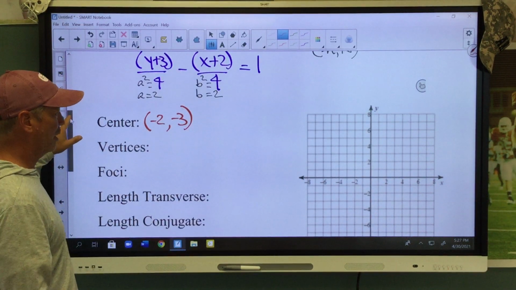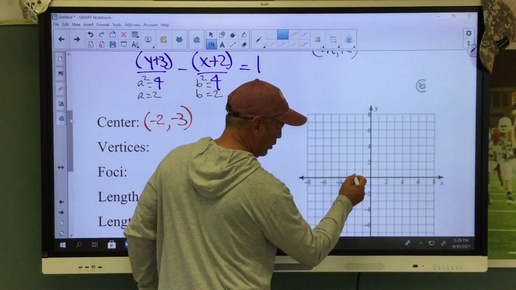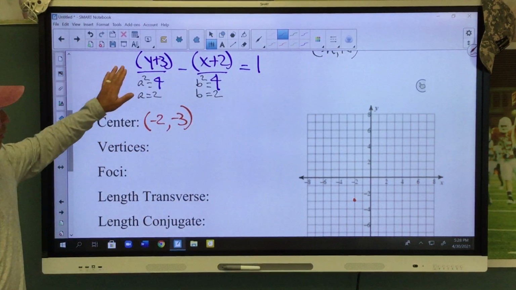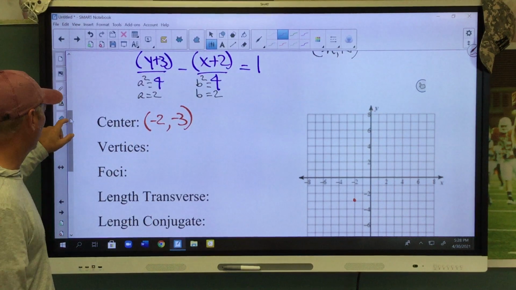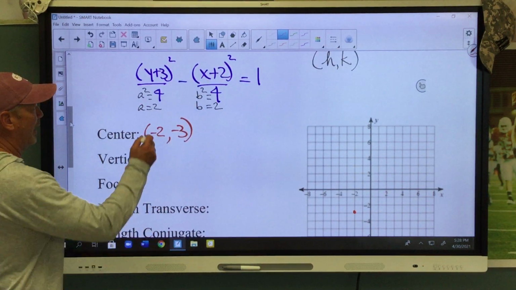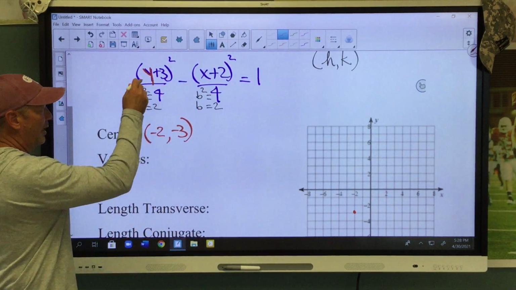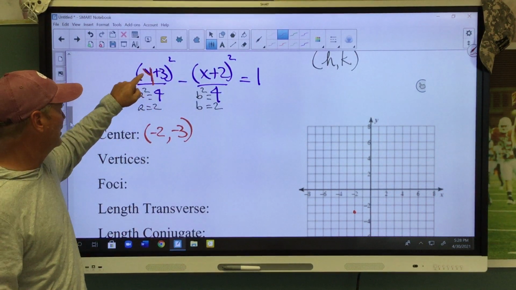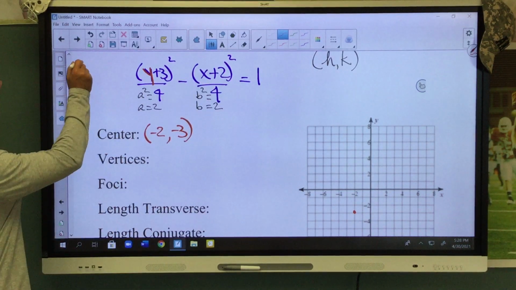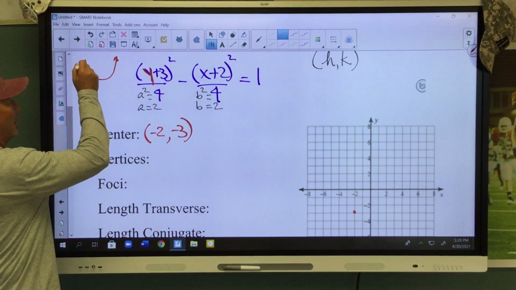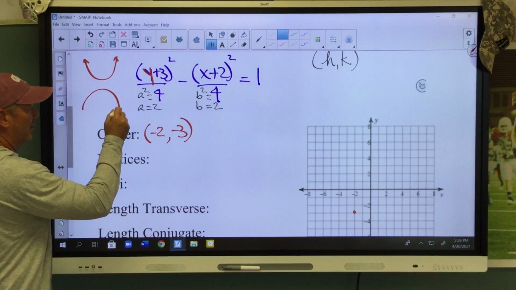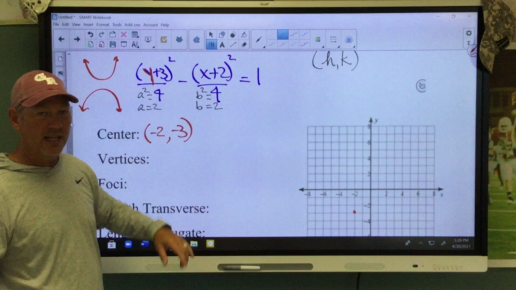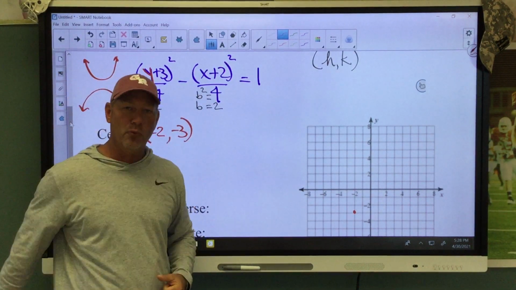We're going to come to our graph. We're going to say -2, -3. But while we're looking at this, I want you to notice this y, the y is in the top left-hand spot. That y is in the top left-hand numerator, and because that's a y, my graph will open up and down. Just remember this. If this is a y, we're going to open up and down. If it's an x, we're going to open up left and right.